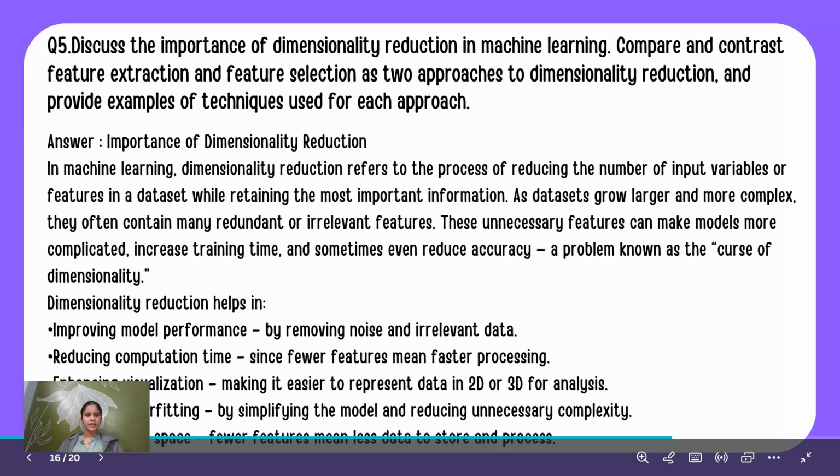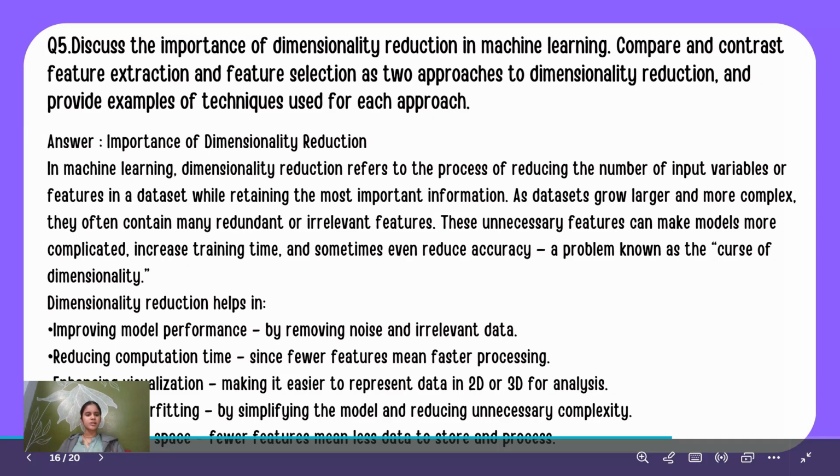Importance of dimensionality reduction. In machine learning, dimensionality reduction refers to the process of reducing the number of input variables or features in the dataset while retaining the most important information. As datasets grow larger or more complex, they often contain many redundant or irrelevant features. These unnecessary features can make models more complicated, increase training time, and sometimes even reduce accuracy.